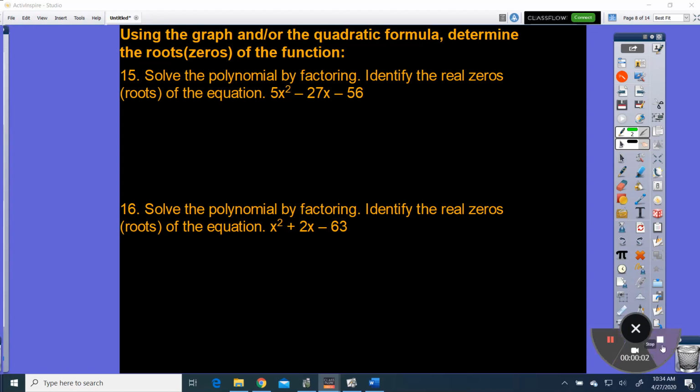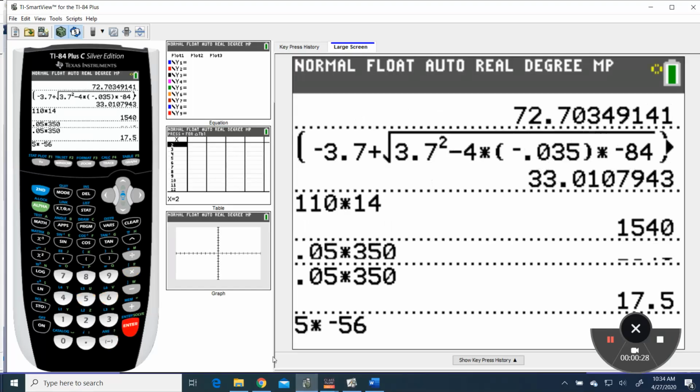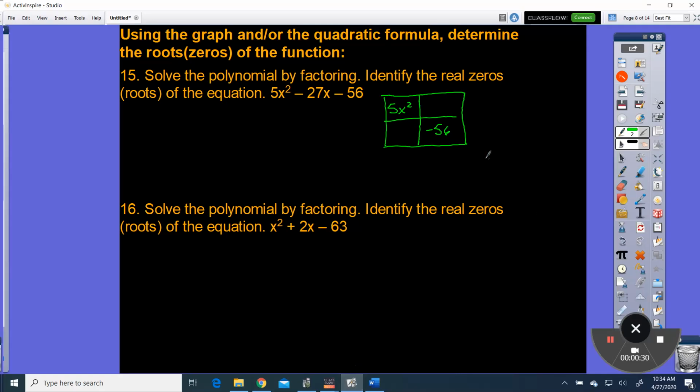Question number 15 says solve the polynomial by factoring. It might be hard to do, but we'll try it so that you can see how I would do this. So if I set it up like this, inside of this, remember how we did this before? So I'm going to multiply those. So 5 times negative 56, negative 280. So I need to find out what multiplies to be negative 280 and combines to be negative 27.